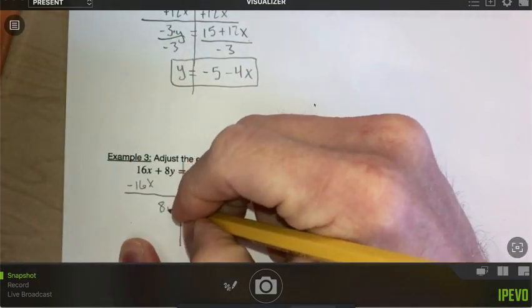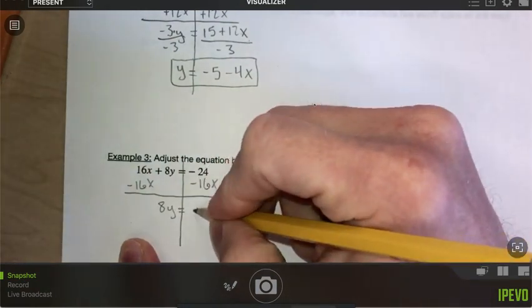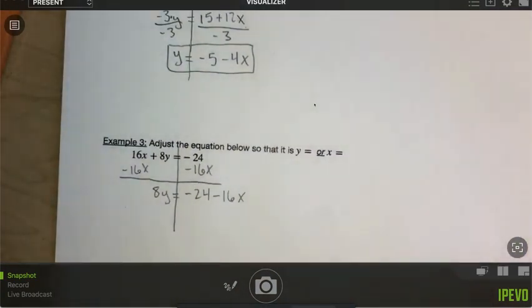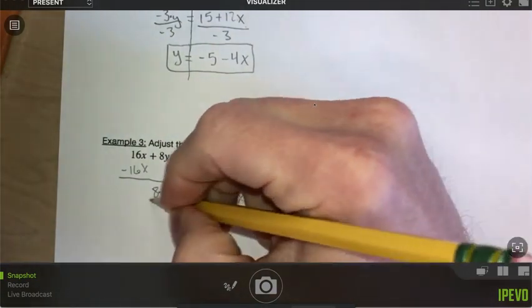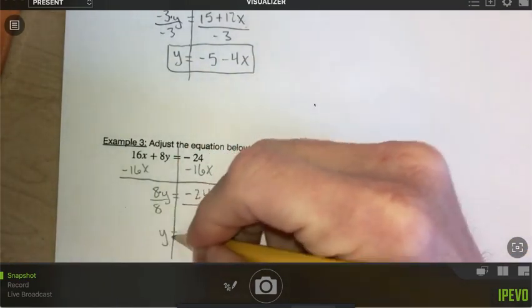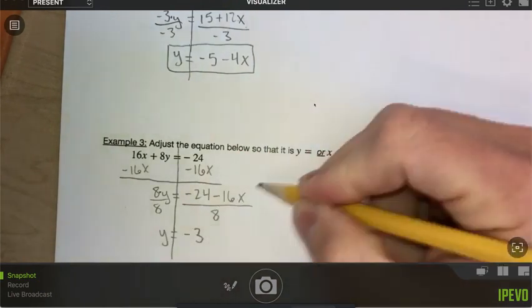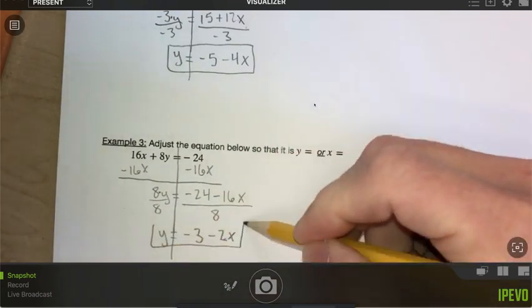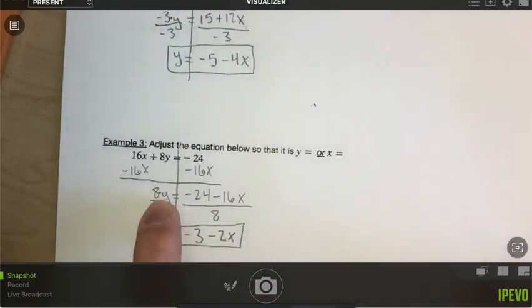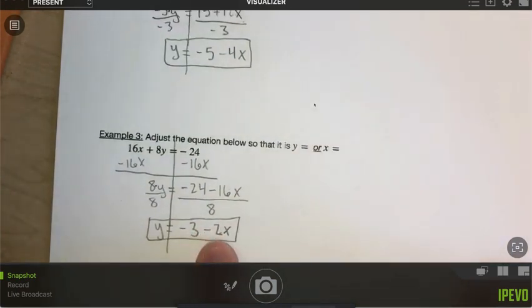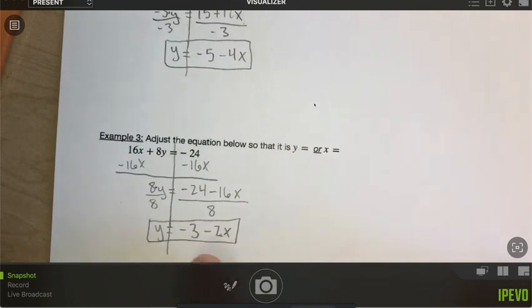So now I have 8y equals negative 24 minus 16x. And now, because it's 8 times y, I'll just divide both sides by 8. And so this will become negative 3, and this will become negative 2x. So notice how, because this is the smaller number and it goes into 16, we result in a whole number. If I had done the other way, I would have ended up with a fraction, which would be really ugly.